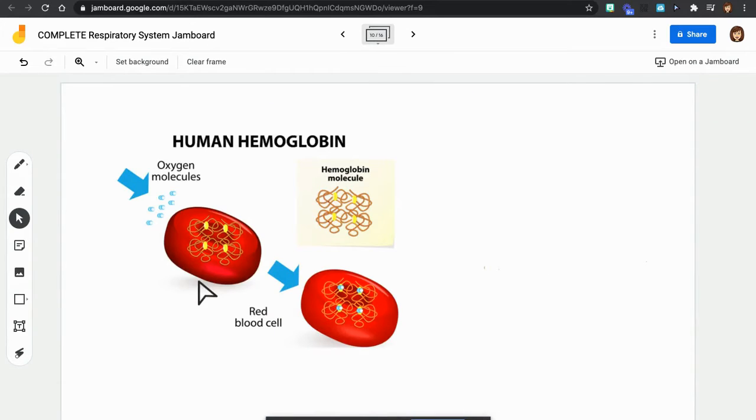So now we have the air sac. The air sac is where oxygen meets the blood. Now we have to figure out in the blood, how exactly do we get oxygen to stay there? So it's going to be with red blood cells. Remember, red blood cells are only 45% of your actual blood volume. The other part is something called plasma and white blood cells. So 45% of your blood is red blood cells.